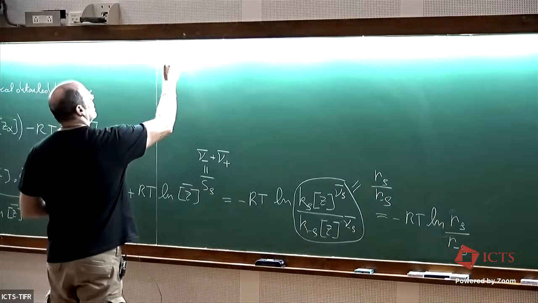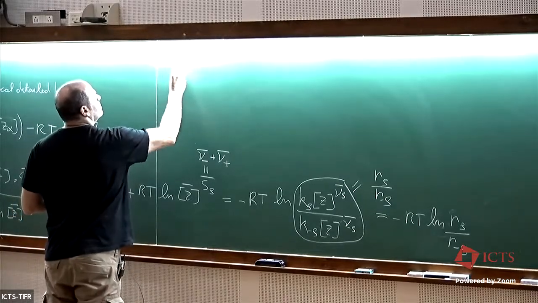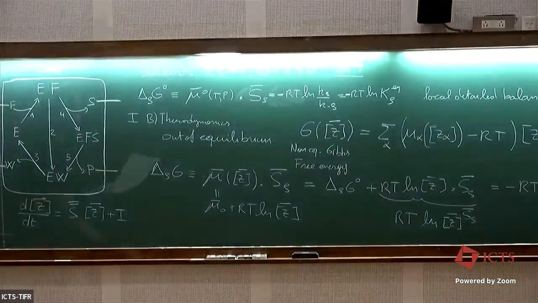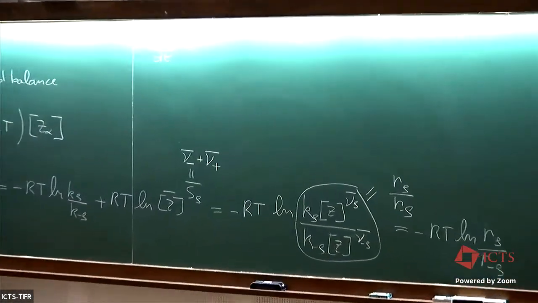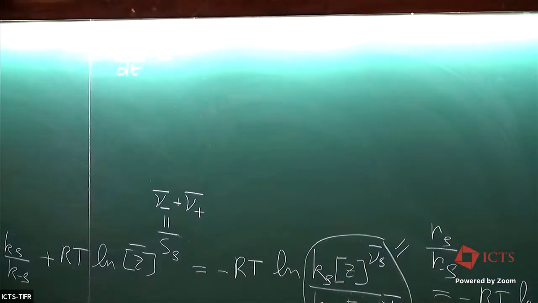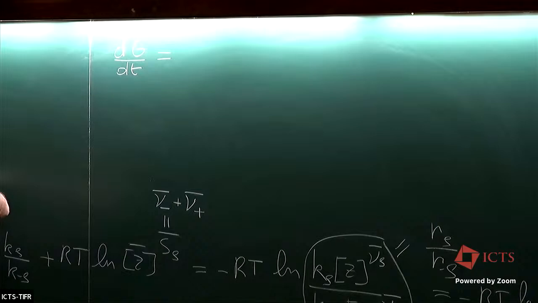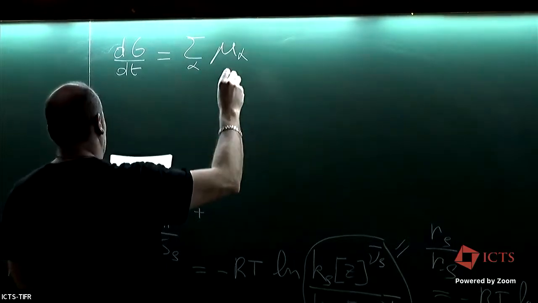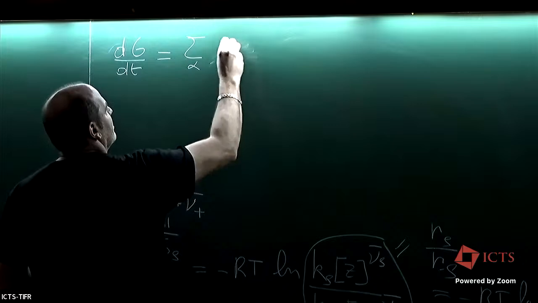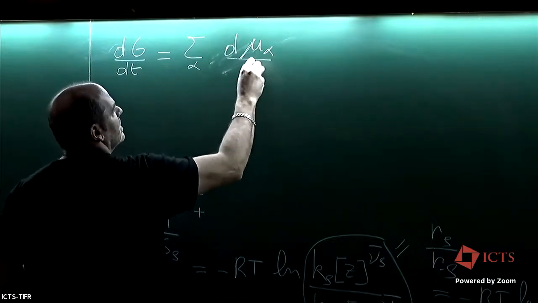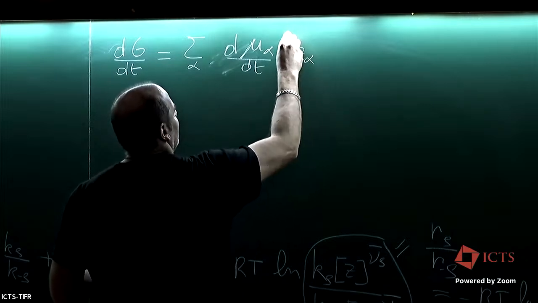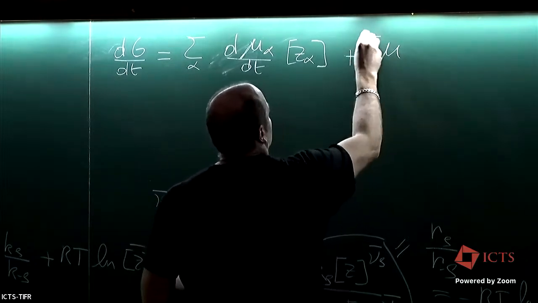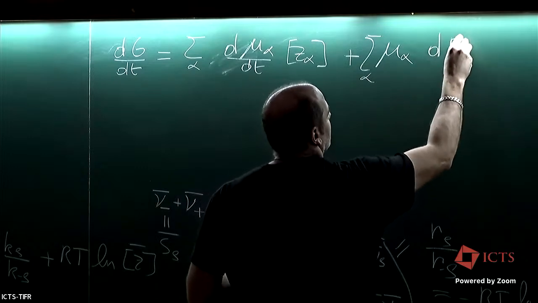So the time derivative of G, this G here. Okay, so what do we get? We get the derivative of these terms times this, plus the derivative of this multiplied by this term. So this is the sum over alpha of the derivative of mu alpha over dt times z alpha, plus the sum over alpha of mu alpha times the derivative of z alpha.